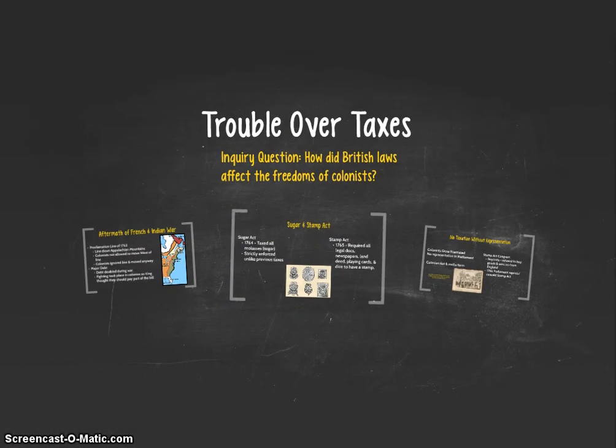So that concludes our notes on trouble over taxes. As you already know from class, we've identified other taxes and acts as well that the British put into place. The 2 biggest were the Stamp and the Sugar Act, in getting the colonies into an uproar.